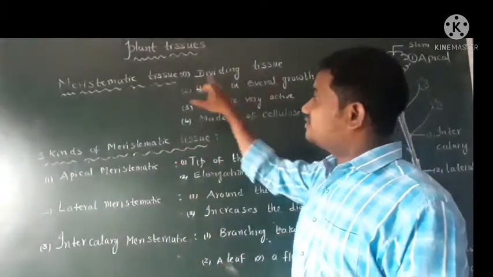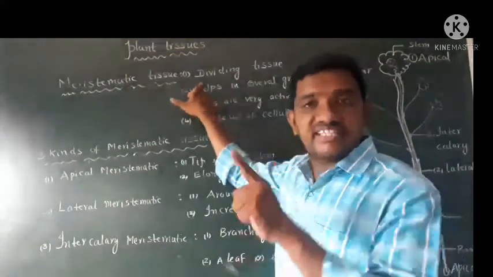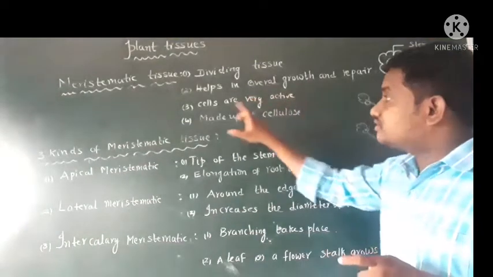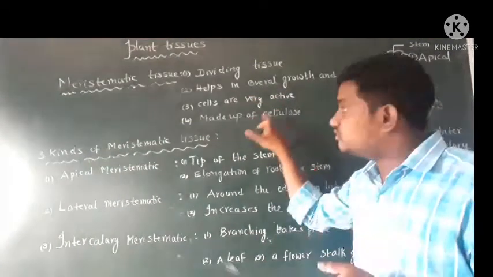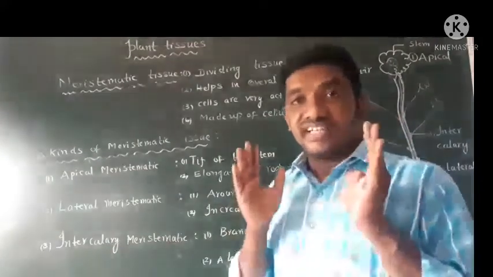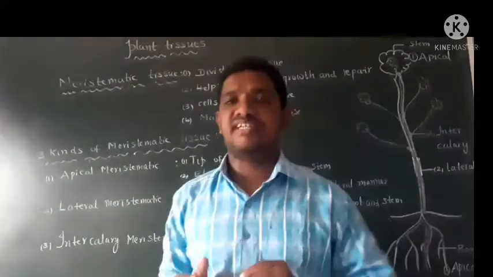Once again, first one, it is a dividing tissue. Second one, helps in overall growth and repair. Third one, cells are very active. Fourth one, it is made up of cellulose. These are the characteristics of meristematic tissues.